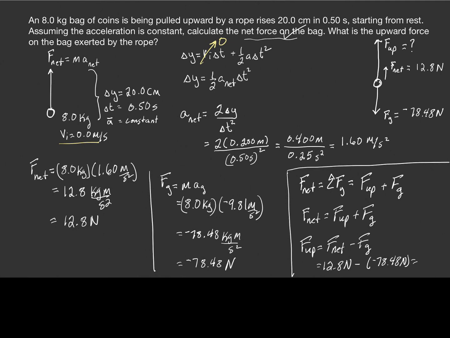All right, so we've got 12.8, minus negative 78.48. We get 91.28 newtons. That is our upward force. We now have this part right here solved. The upward force is 91.28 newtons. And that makes sense, because if the upward force were equal to the downward force, the object would literally be staying still. It wouldn't be moving up or down whatsoever.